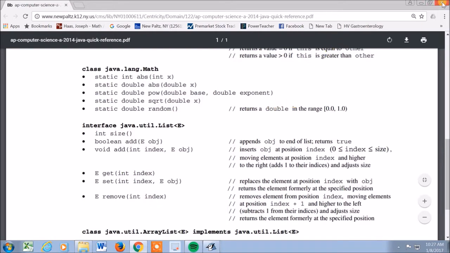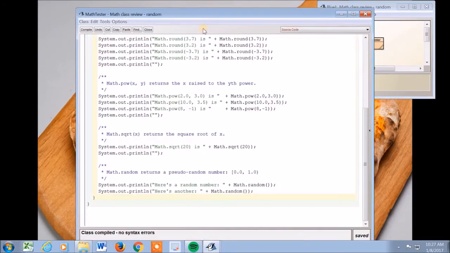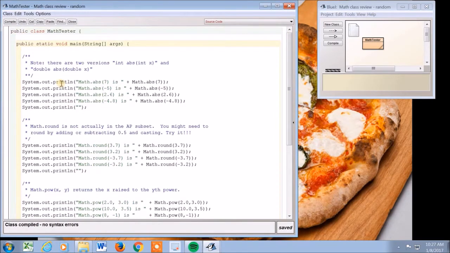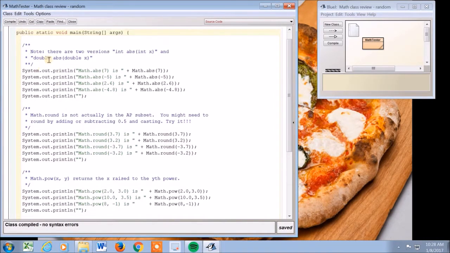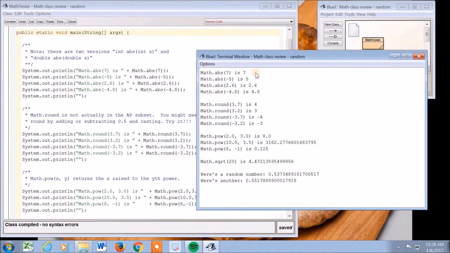So let's take a closer look at these. Only 5 that you need to know about. So let me just open up my tester here, and maybe I'll just run this whole thing. Again, there's two versions of absolute value. If you pass it an int, it returns an int. If you pass it a double, it returns a double. So if I run this, you'll see the output. No big deal, pretty obvious. Absolute value returns the absolute value of whatever the number is. I get the positive value, of course.